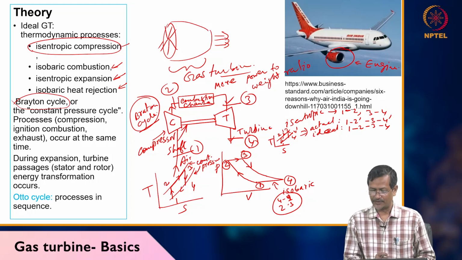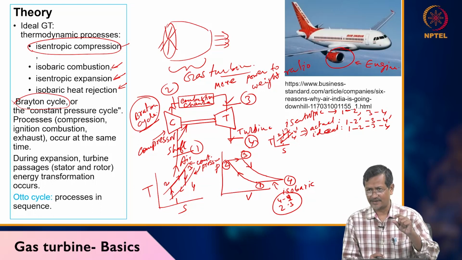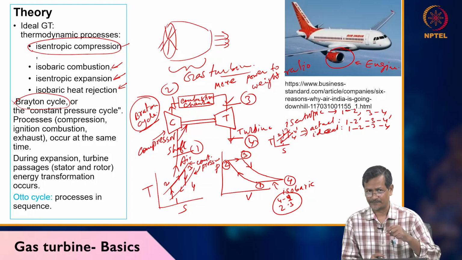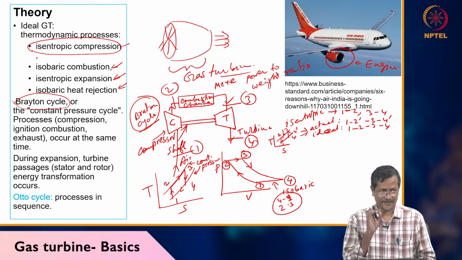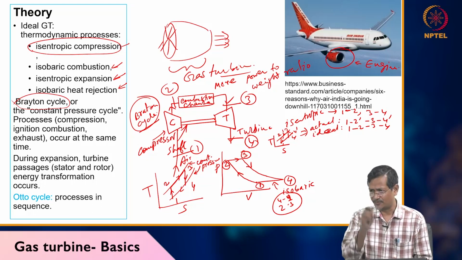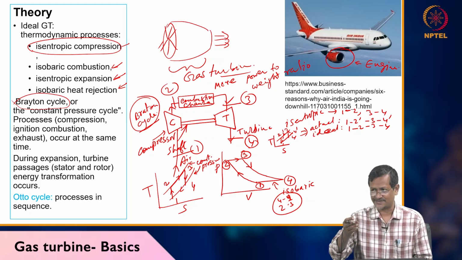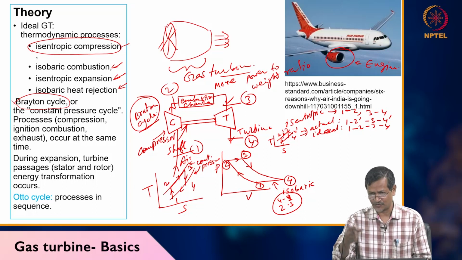Whenever I show the actual process, I draw the lines in dotted form, which means it is an irreversible process. The actual process is irreversible, that's why I draw a dotted line. When I say isentropic, I draw a solid line. So when you write an exam, use a solid line for isentropic and a dotted line for an irreversible process where energy loss happens and entropy increases.